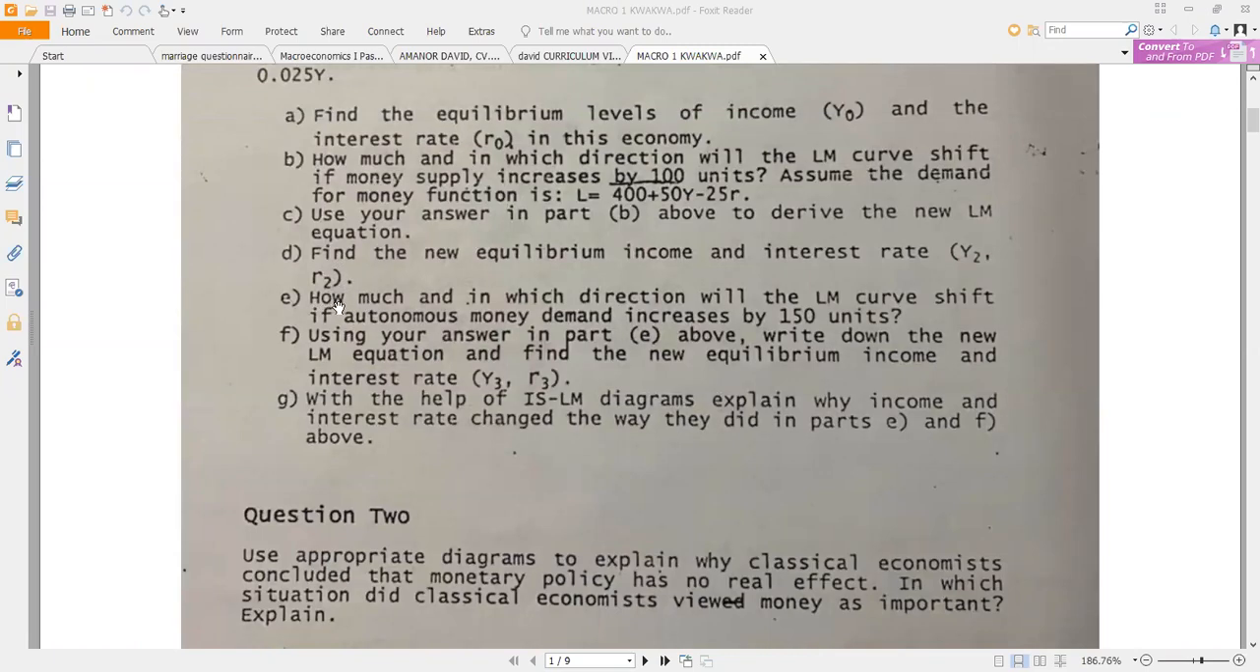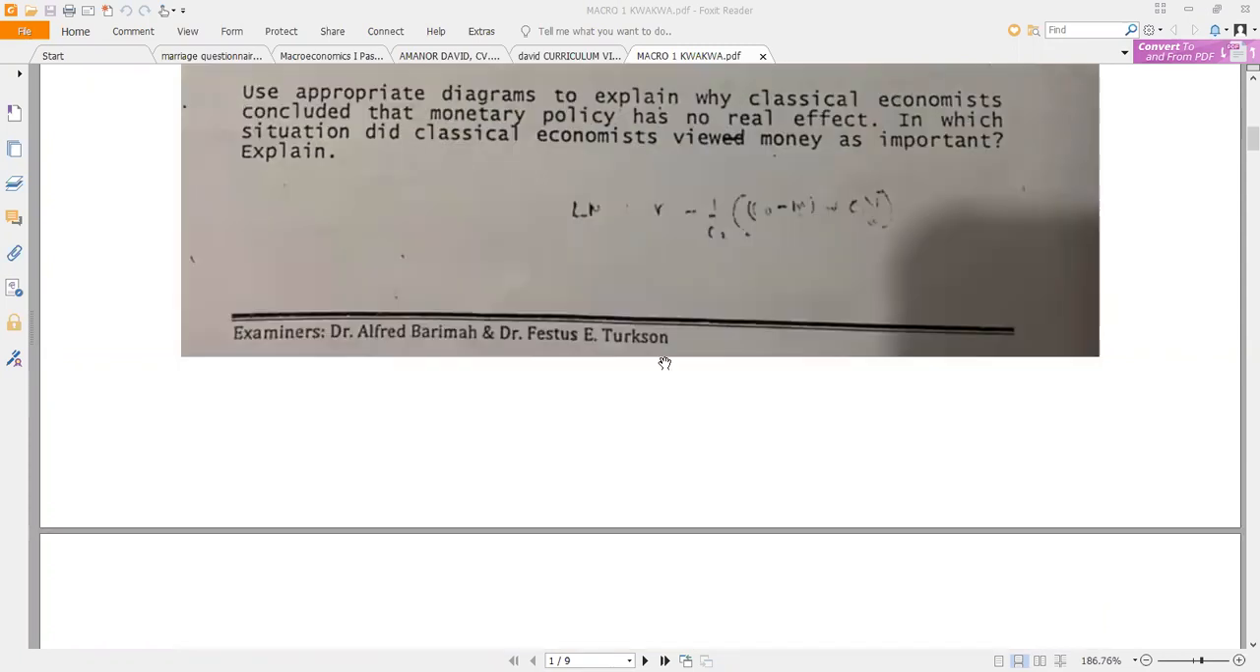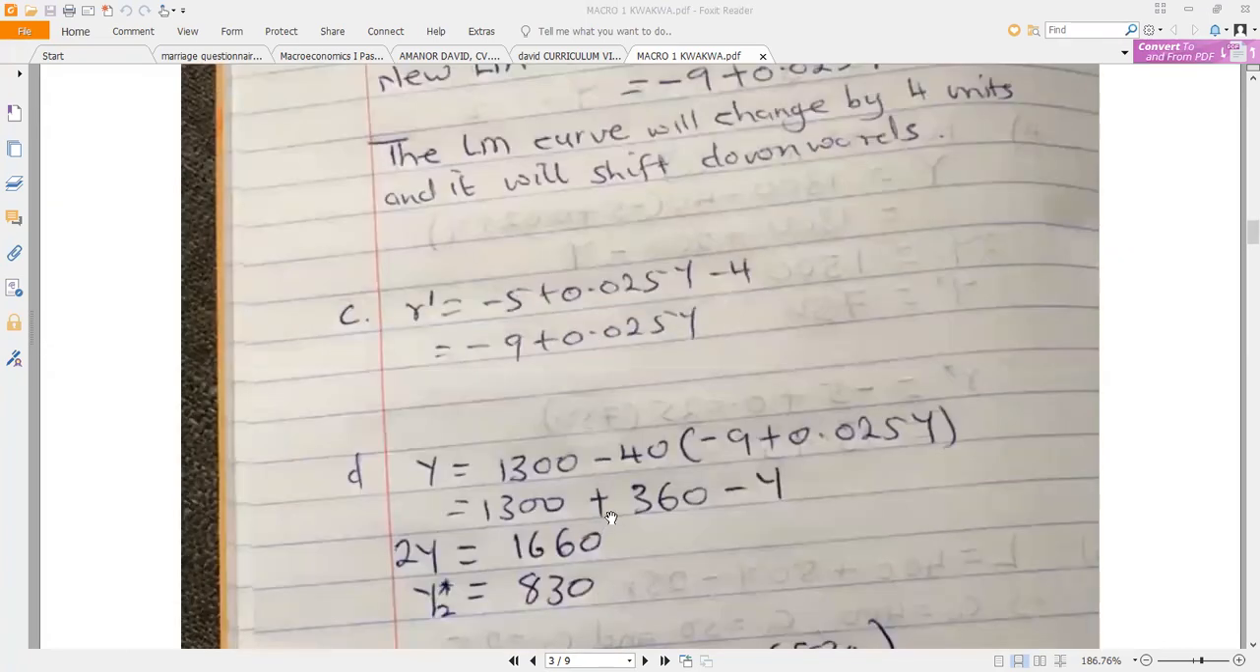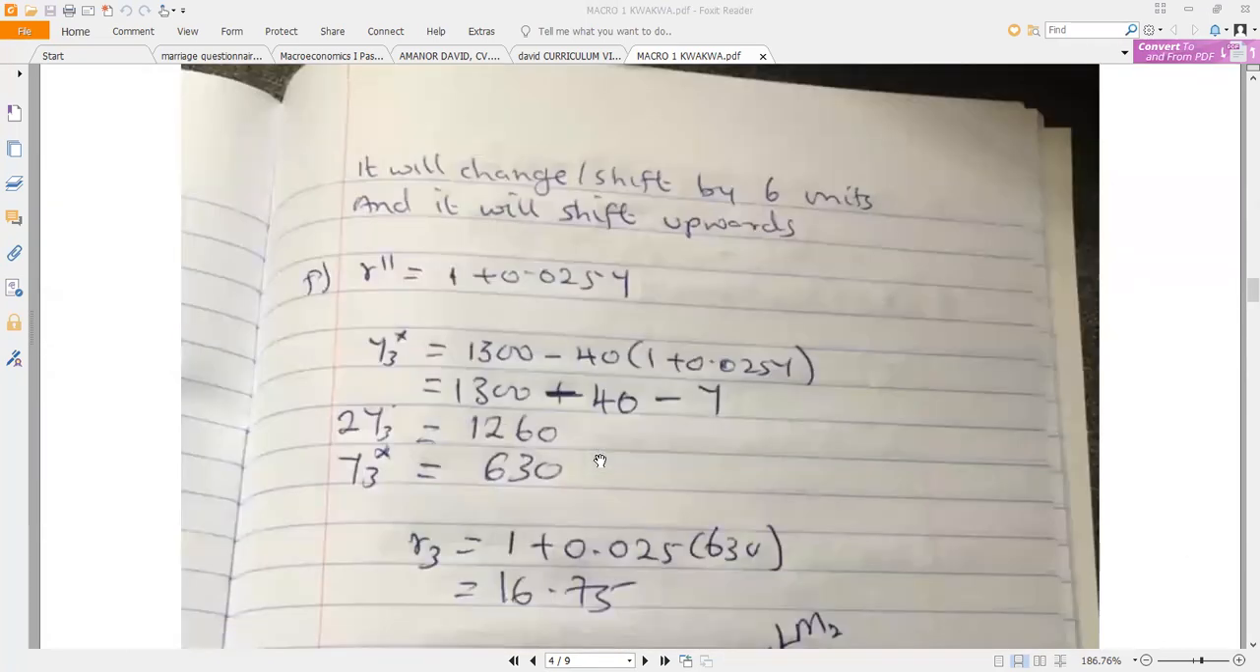Now part E is asking how much and in which direction the LM curve will shift if autonomous money demand increases by 150 units. You should just know what happens to the LM curve whenever there's an increase in the autonomous demand for money. Intuitively, even before you do any math or use graphs, if you know those things, you know the direction it is going. So we just take the general form of the LM curve.